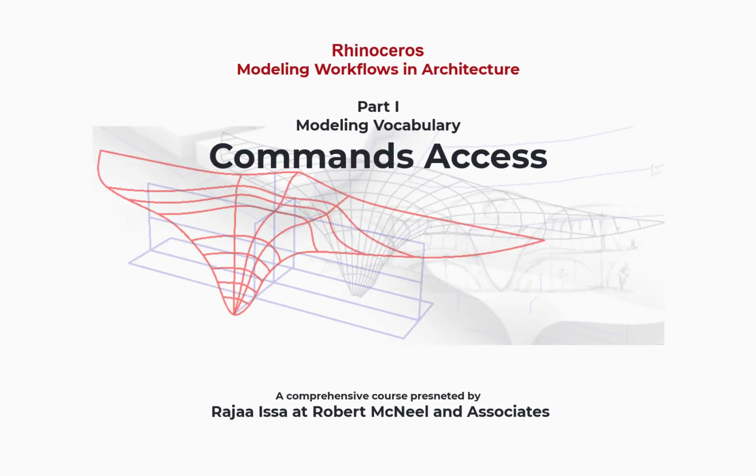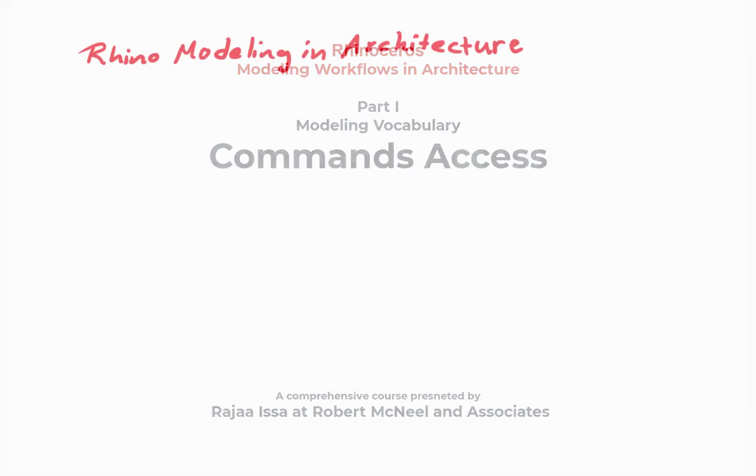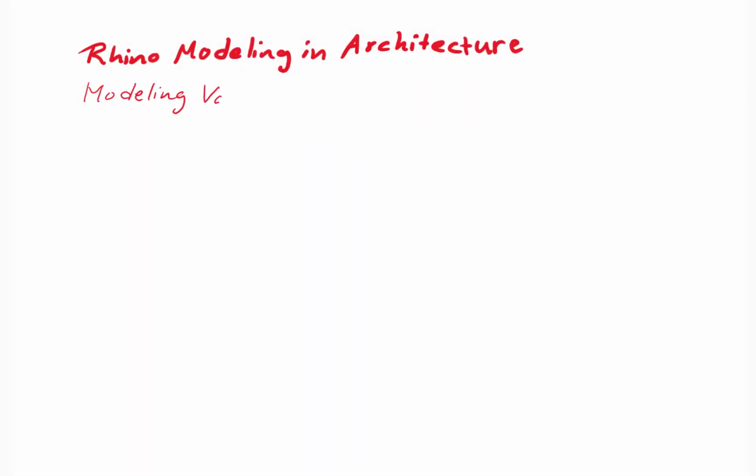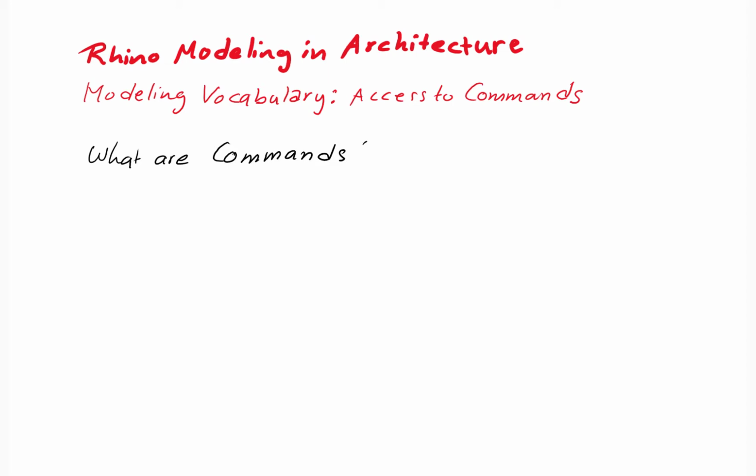Hi, in this tutorial, we will go over how to access Rhino commands. Commands are actions or functions that perform specific operations. For example, circle is a command that helps create and add a circle to the 3D model.